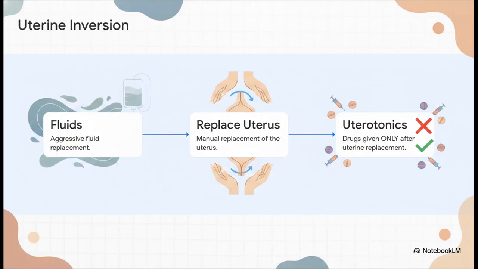Finally, let's talk about the physical exam of the uterus, because it tells you exactly what to do next. If you encounter massive postpartum hemorrhage and the abdominal exam reveals an absent uterus, but you see a round mass protruding through the cervix, you are dealing with a uterine inversion. You must provide aggressive fluid replacement, manually replace the uterus back into the pelvis, and only then give uterotonic drugs. Giving uterotonics too early clamps the inverted uterus down, making it literally impossible to replace.